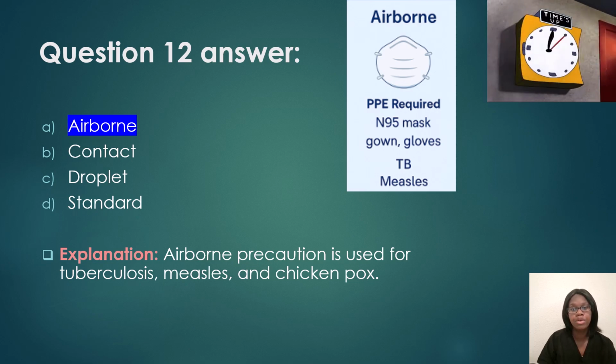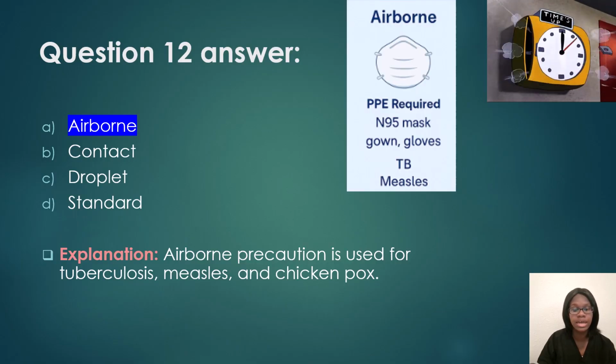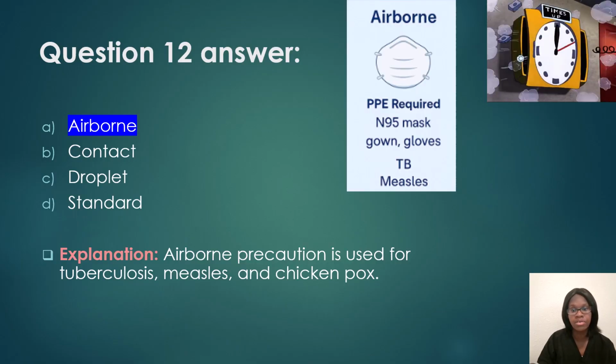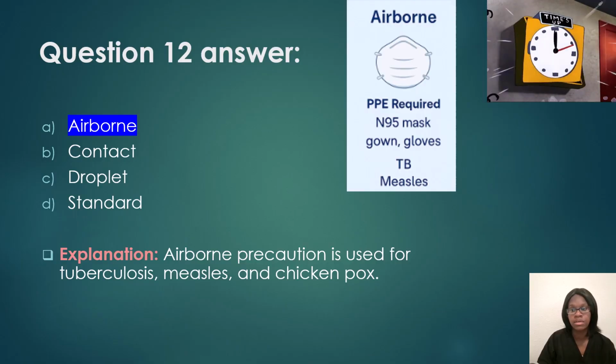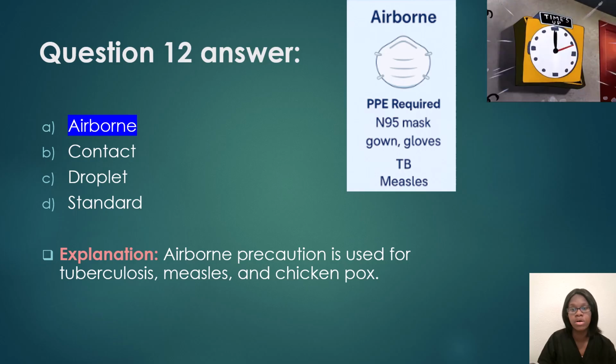So for airborne precautions, you want to make sure that you have on your PPE, your N95 mask, your gown, your gloves. So just make sure you know that. And this is also good for whenever you are working as a tech.